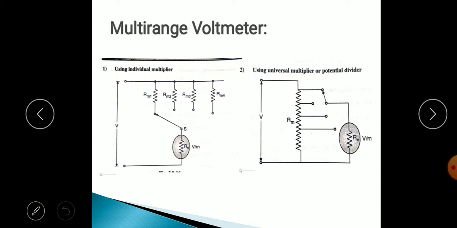First one is using individual multipliers. We can use a single meter and multiple resistors to extend the multi-range voltmeter. And second one is using universal multiplier or potential divider. We can use a single potentiometer and divide it in a variable range, and it gives us the multi-range voltmeter.